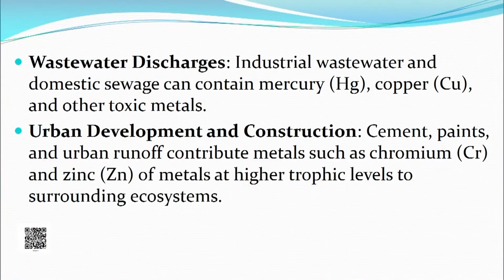Wastewater discharge also helps. Industrial wastewater and domestic sewage can contain mercury, copper and other toxic metals. Urban development and construction also play an important role. Cement, paint and urban runoff contribute metals like chromium and zinc at high trophic levels to surrounding ecosystems.